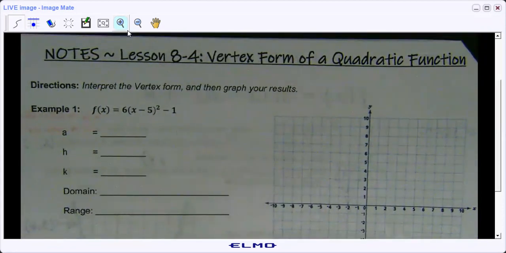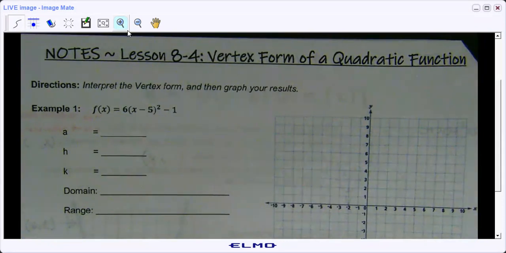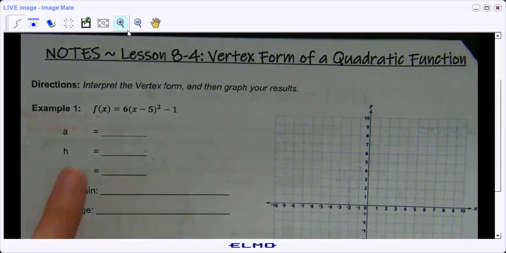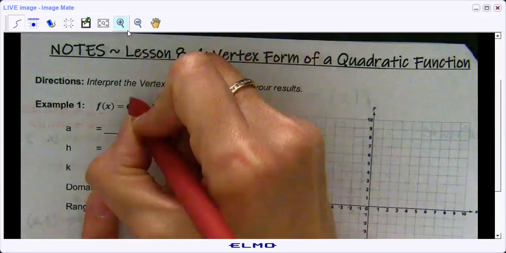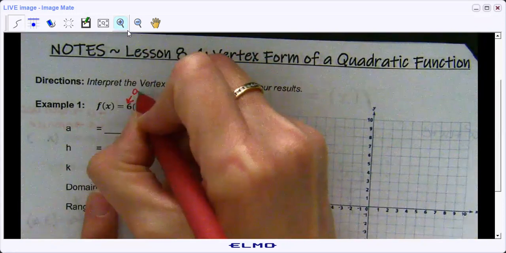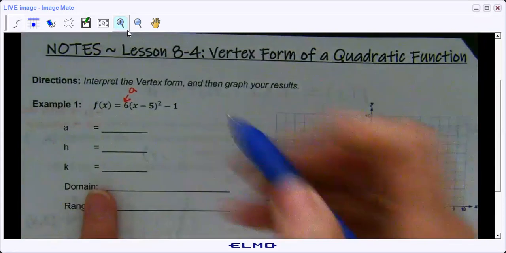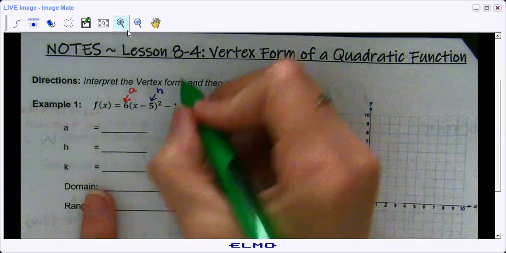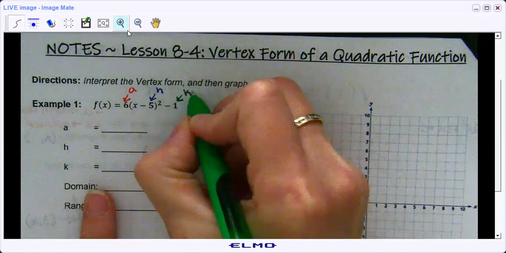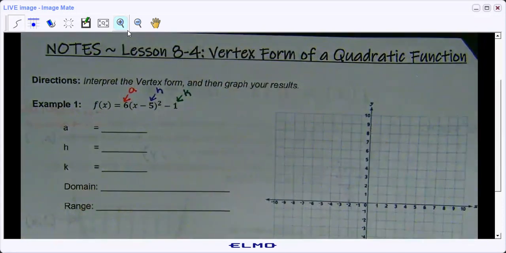And I'm going to go ahead and label this, just as a reminder from the previous page, so we don't have to keep flipping back. This is our A. This here is our H. And this is our K. And if you can't remember, just think it goes in alphabetical order.